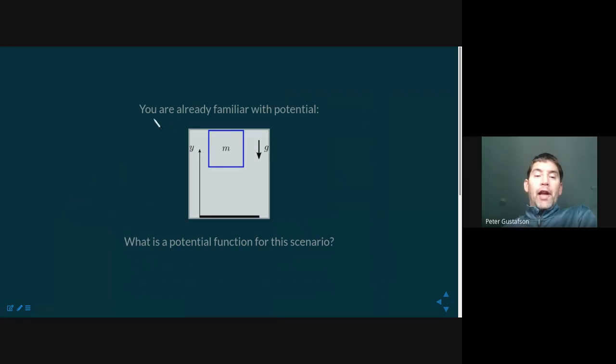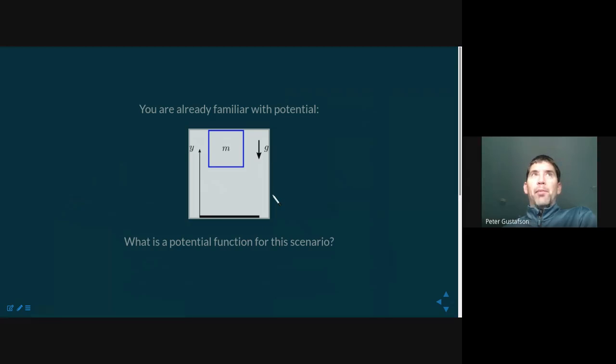Now, I've said you guys are already familiar with this. You're well along in your engineering careers. Certainly, if you've gotten to this point, you've understood most of this quite well. So here's a potential field that you are well familiar with, and that is the gravitational potential.